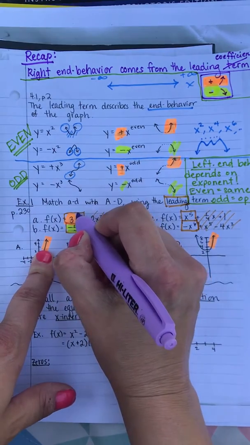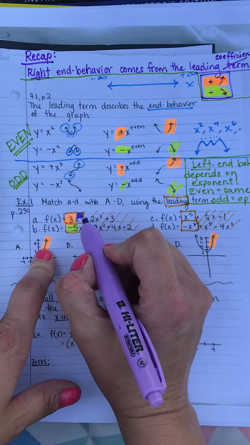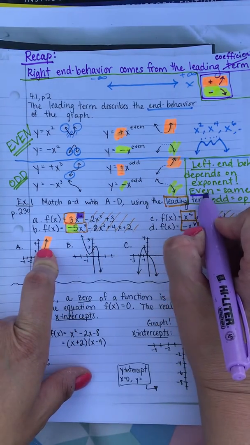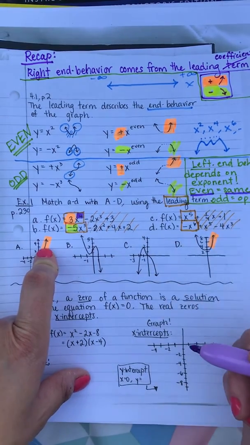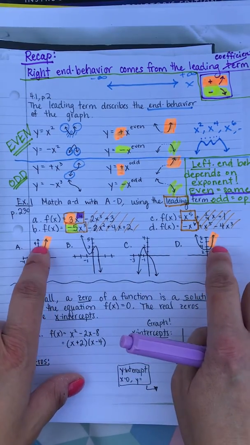I don't know if this is actually going to work. I'm going to highlight in purple this 4. Yeah, you can't really see that. I'm going to highlight that 4, and that 4 tells you what? It tells you that you have an even exponent, which means both ends are going to do the same thing. So if one side goes up, then the other side is going to go up.